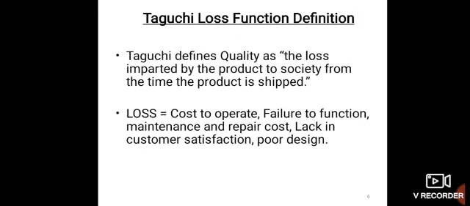Taguchi loss function definition is, according to Taguchi, the loss imparted by the product to society from the time the product is shipped to the customer. Loss is regarding the cost to operate, failure to function, maintenance cost and repair cost, customer dissatisfaction, poor design.